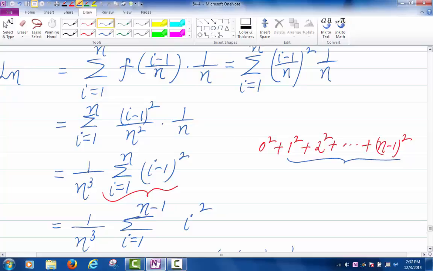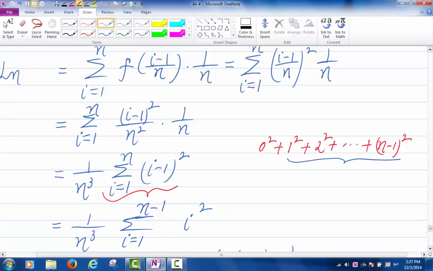Let's write out what that is. When I is 1, I get 0 squared. When I is 2, I get 1 squared. When I is 3, I get 2 squared. Dot dot dot. When I is n, I get n minus 1 squared. Well, 0 doesn't matter. So let's rewrite this sum. I can write it as I going from 1 up to n minus 1 of I squared. It's the same thing.